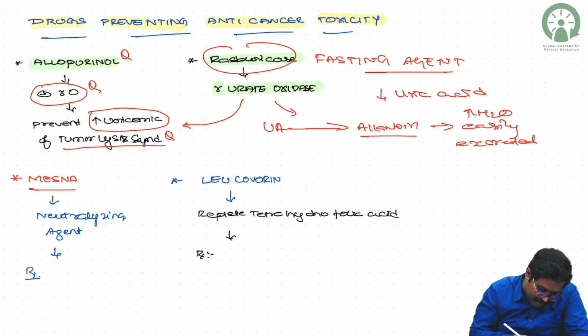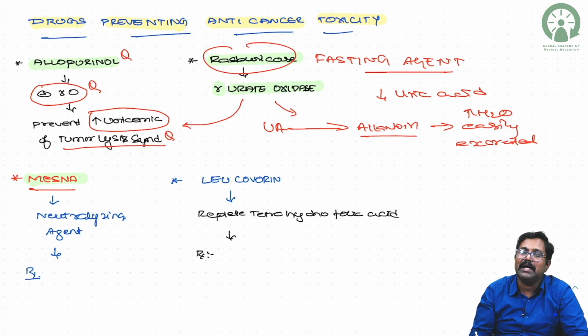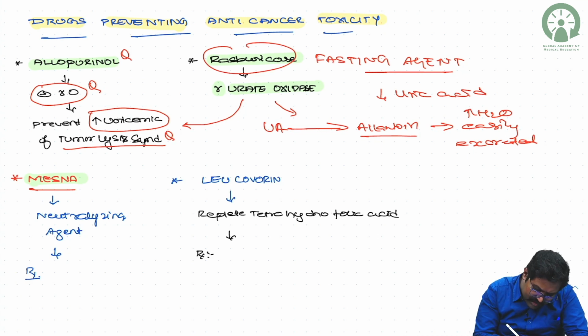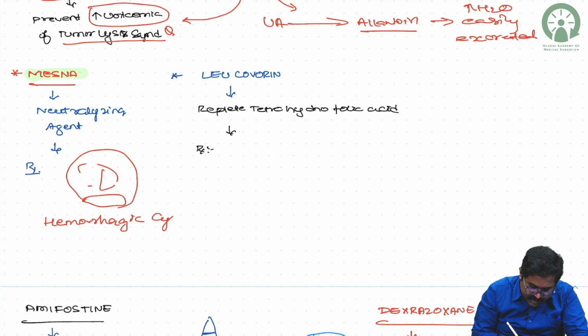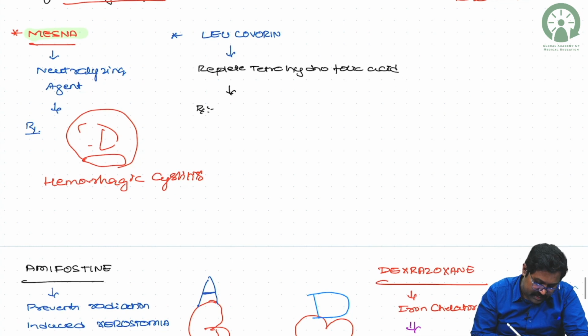Next, you have mesna. Where do we use mesna? Mesna, the drug of choice, you can say. It is used as a neutralizing agent in the treatment of hemorrhagic cystitis. Which are the drugs which are causing hemorrhagic cystitis?